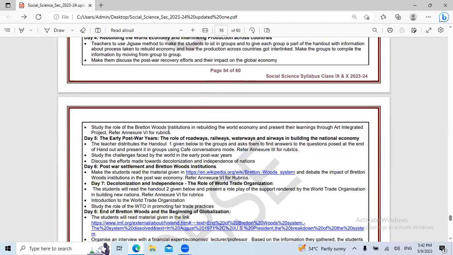Study the role of the Bretton Woods institutions in rebuilding the world economy and present their learnings through an art integrated project. Refer to annexure 6 for rubrics.